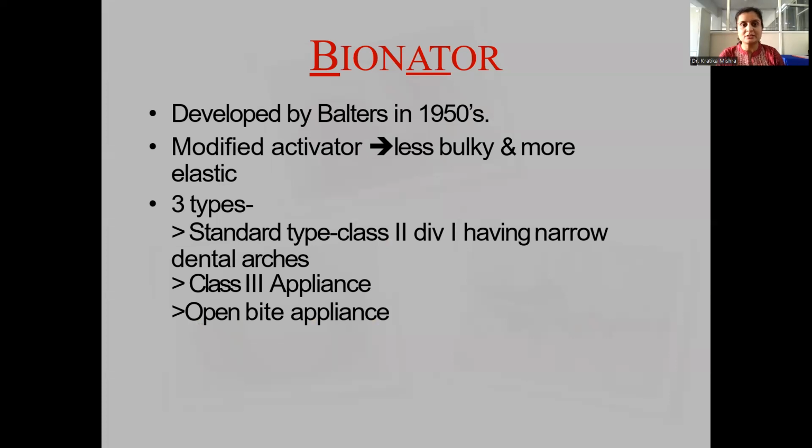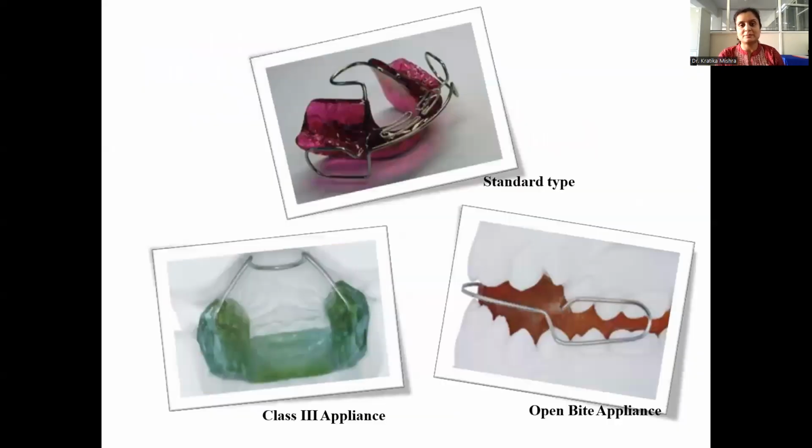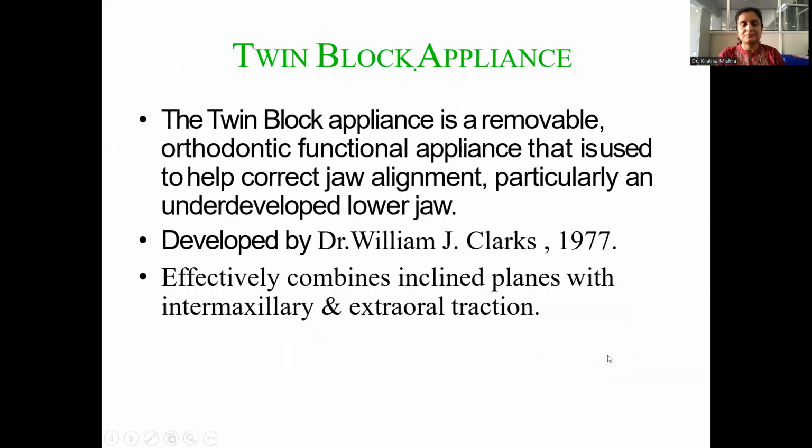Next appliance is the Bionator. It was developed by Balters in 1950, which is a modified activator and is less bulky and more elastic. The three types are: standard type; class 2 type, having narrow dental arches; class 3 appliance; and open bite appliance. This is a standard type, class 3 and open bite appliance. The most commonly used appliance is the twin block appliance with marvelous results. It is a removable orthodontic functional appliance that is used to help correct jaw alignment, particularly an underdeveloped lower jaw.